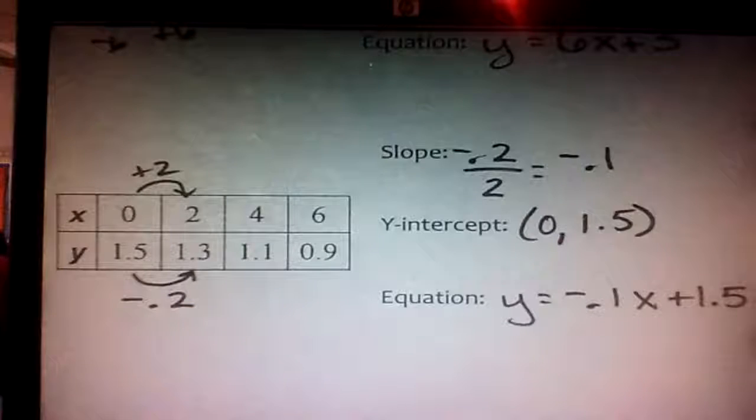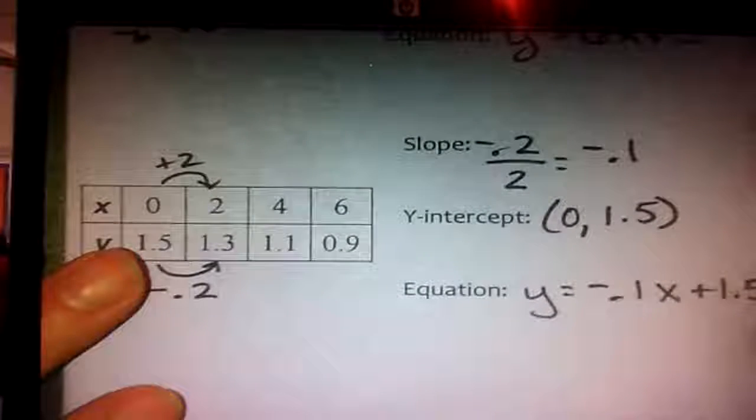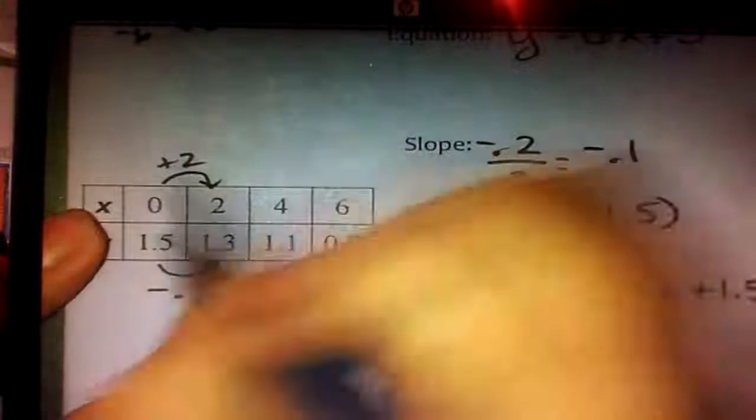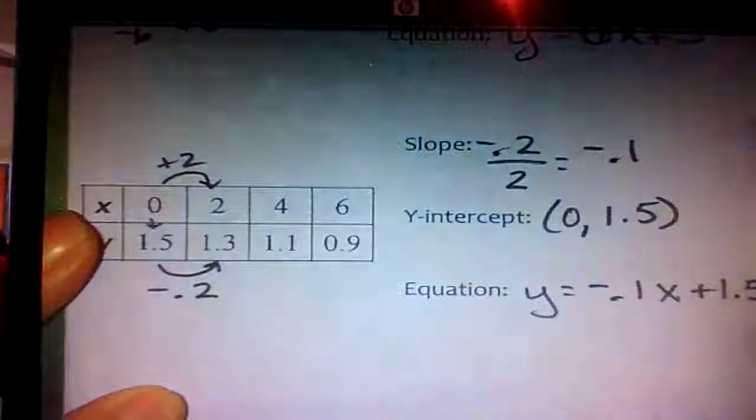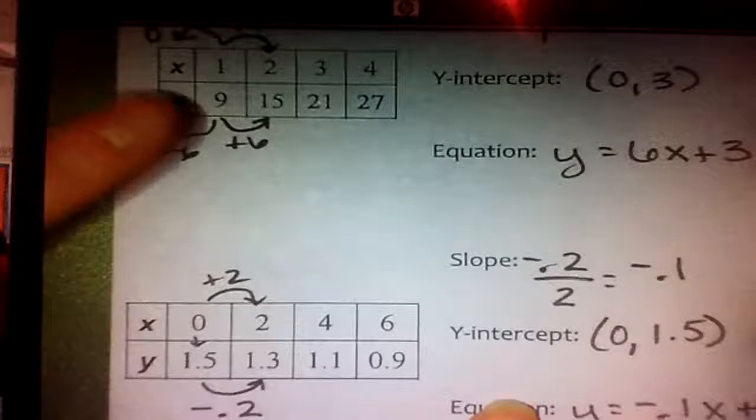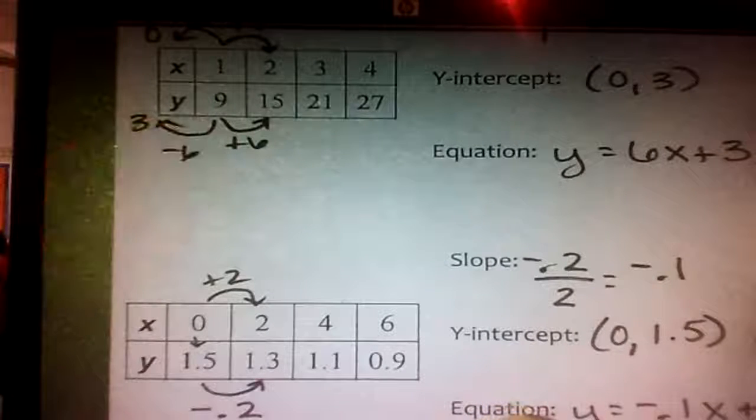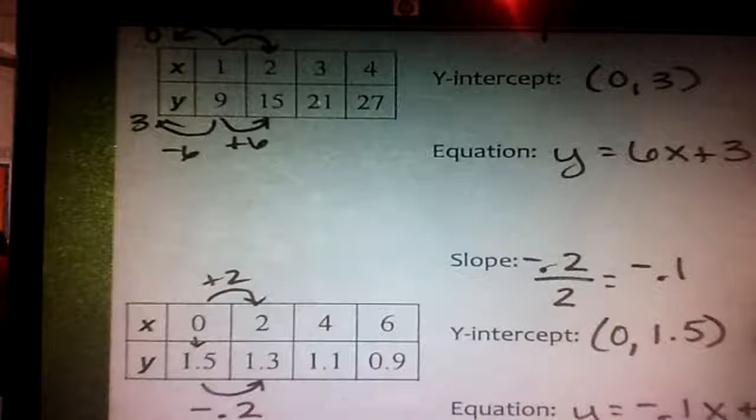But what do you mean go backwards? No, because it's already at 0. They already give you your y-intercept. So in this one, they didn't. They started you off at 1. To get your y-intercept, you have to figure out when x is 0. Okay. I don't understand.